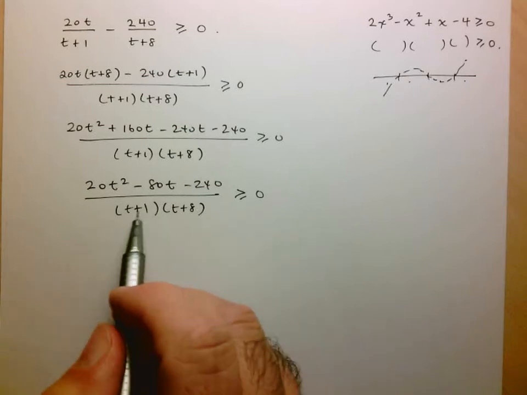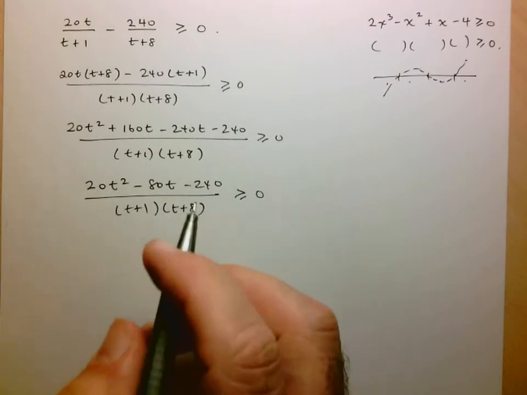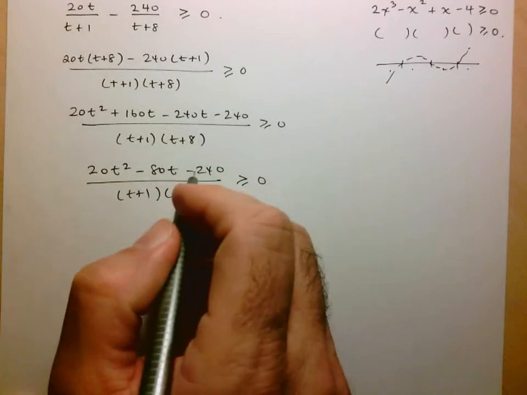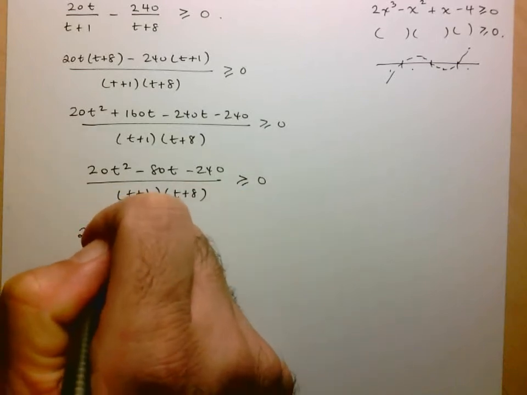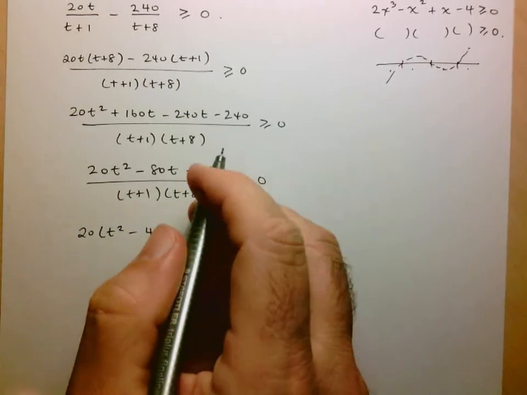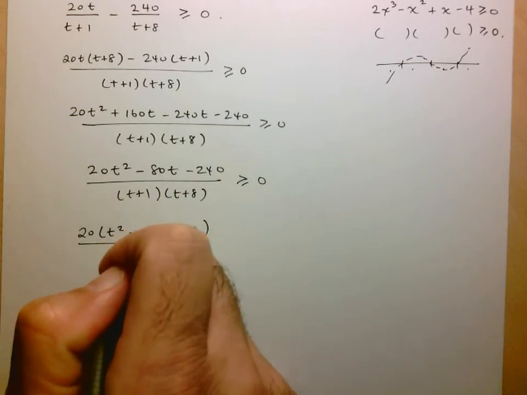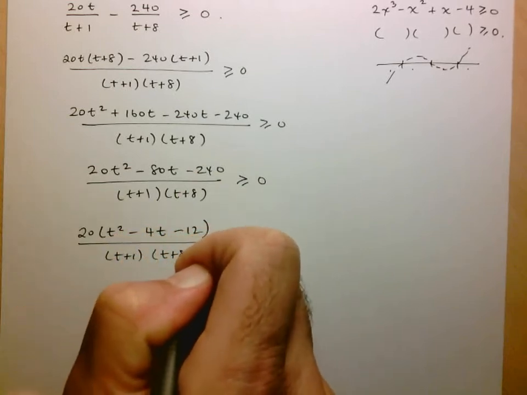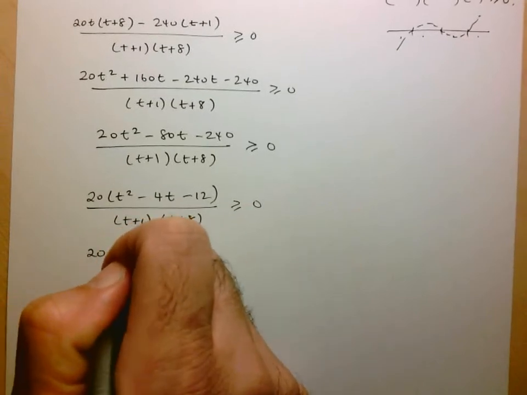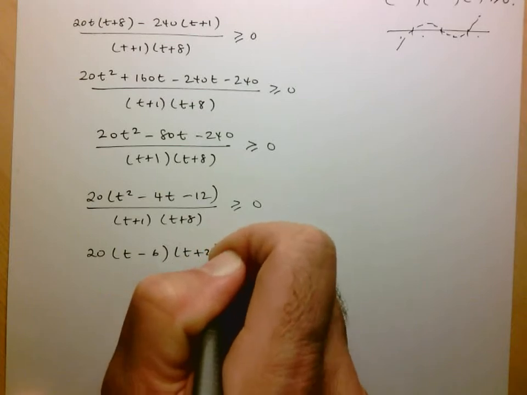In order to determine this, we can easily see where the vertical asymptotes are going to be located. Let's factor the numerator to see where the x-intercepts are and see if there are any holes that are going to be generated. To make my life easier, I'll start by factoring out the 20. So minus 4t, and here we've got minus 12, over t plus 1, t plus 8. And lastly, that looks like an easy factorization, so t minus 6, t plus 2.